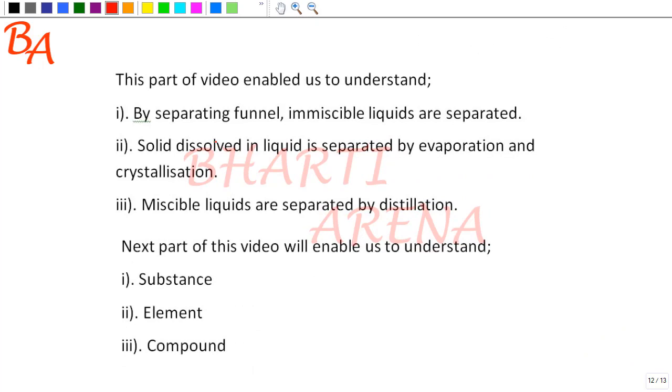So this part of the video enabled us to understand that by separating funnel, immiscible liquids are separated, solids dissolved in liquid are separated by evaporation and crystallization, and miscible liquids are separated by distillation. The next part of this video will enable us to understand substance, element and compound.